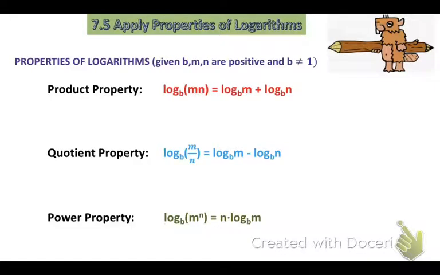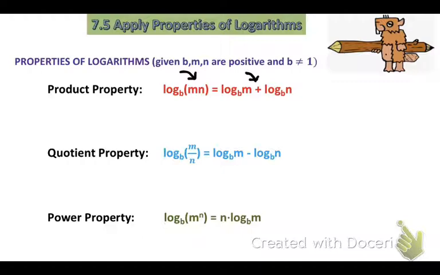Lesson 7.5, we're going to apply properties of logarithms. We have three properties: the product property, quotient, and power property. So the first one, for product property, we can see that we're multiplying m and n. And when we have multiplication, that means we're going to break it apart and add the two logs. Because logarithms and exponentials are inverses of each other, we're going to add exponents when multiplying.